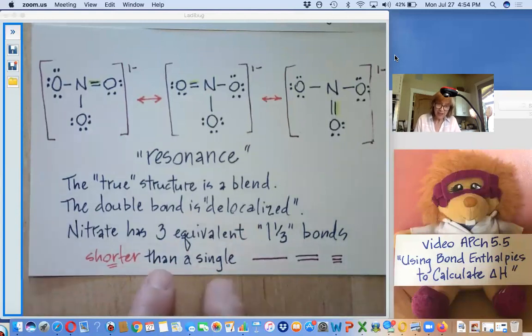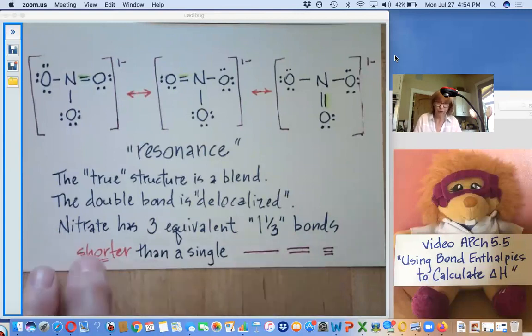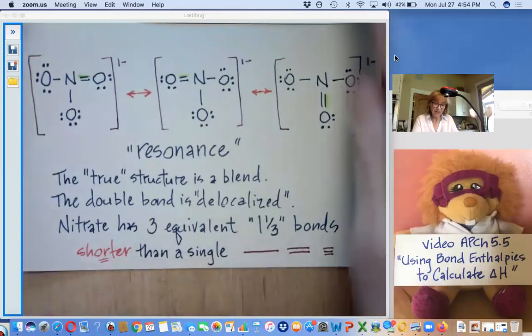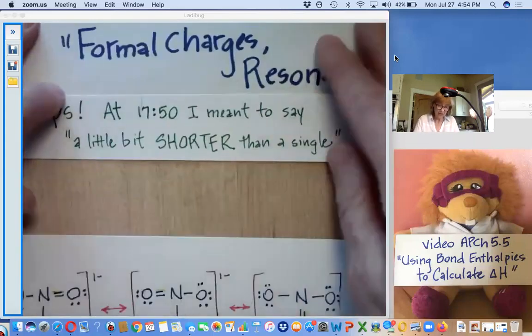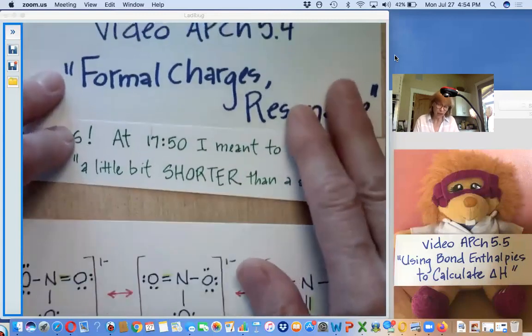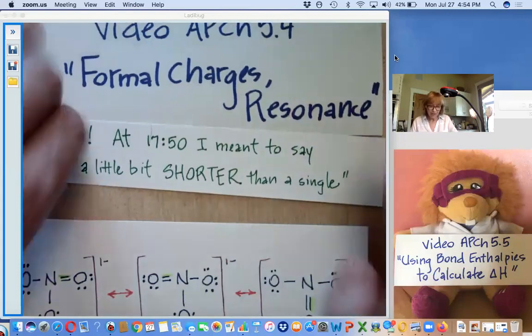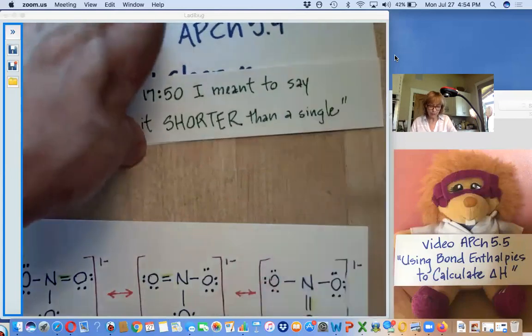Well, it turns out that single bonds are longer than double bonds. Double bonds are longer than triples. A 1 1/3 bond would be somewhere between a single and a double, actually a little bit shorter than a single. And in this video that I made, I mistakenly said that the 1 1/3 bond was a little bit longer than a single. So my bad, that was a goof, but I just needed to correct that for you.